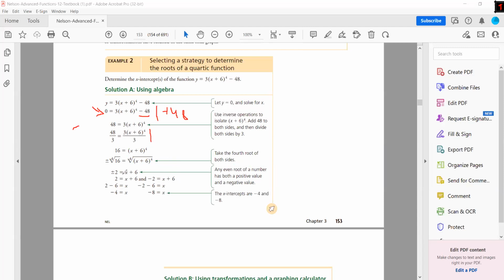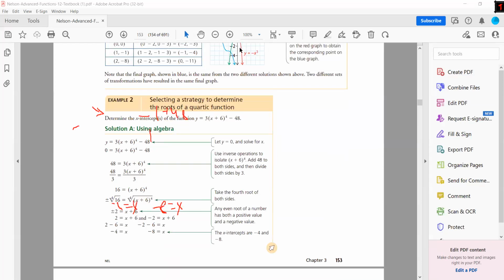So now we basically have to solve two separate, simple equalities: 2 equals x plus 6 and negative 2 equals x plus 6. By doing the inverse operation, subtracting 6 from the left and right hand sides, on the left hand side we get negative 4 equals x, when this root equals positive 2. And when this root equals negative 2, we get negative 8 equals x. So we're getting two x-intercept points at x values negative 4 and negative 8.